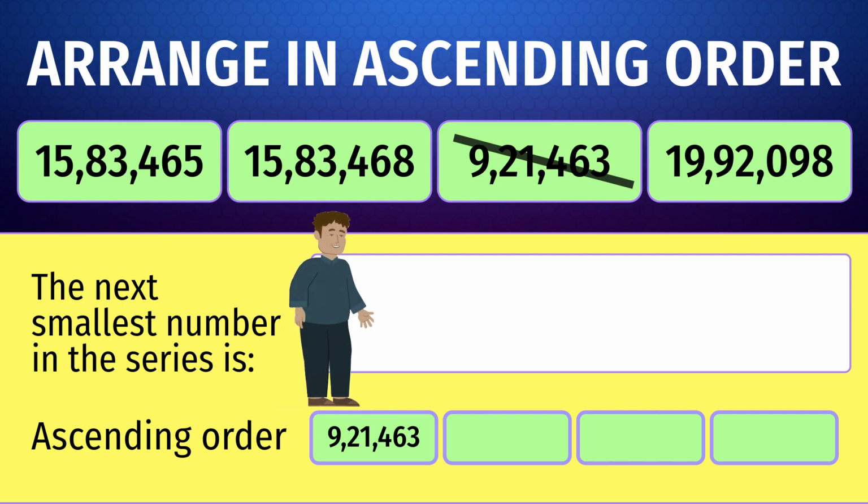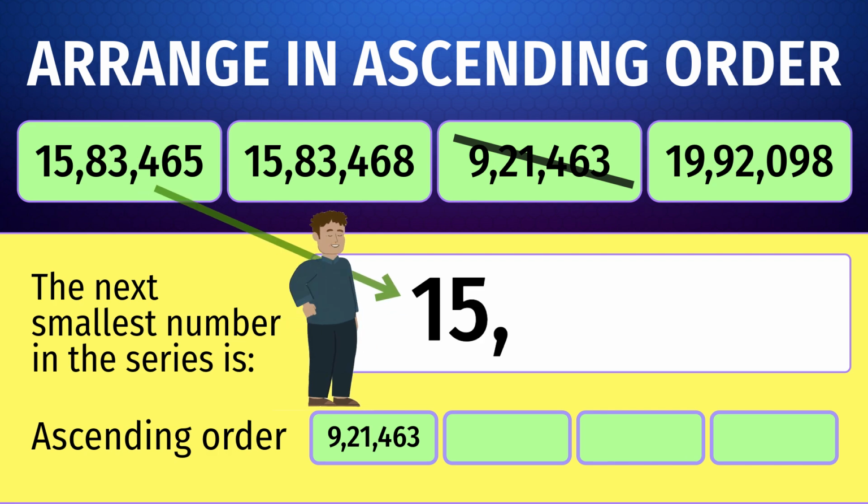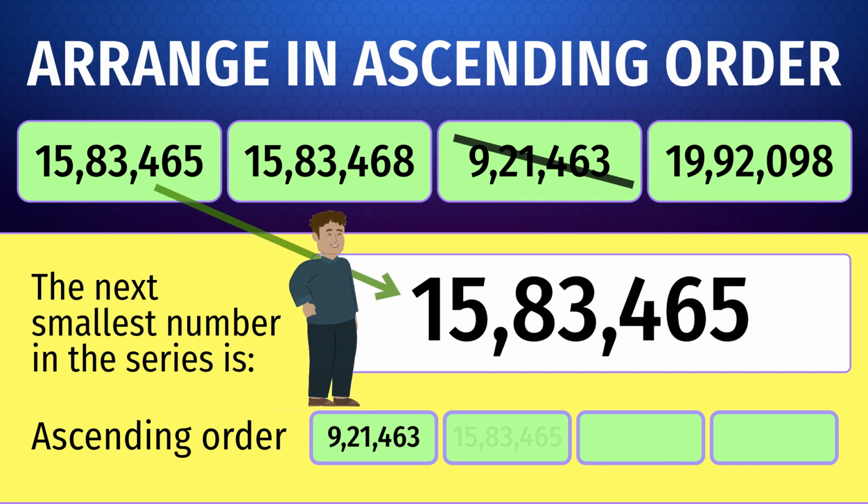Two are 15 lakhs numbers. One is 19 lakhs number. Comparing the 15 lakhs numbers, in lakhs, both are equal, 15. In thousands, both are equal, 83. In ones, we have 465 lesser than 468. So, 15 lakhs 83,465 is the smallest number.